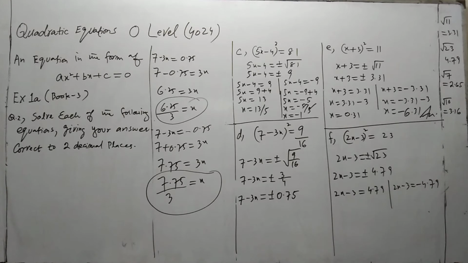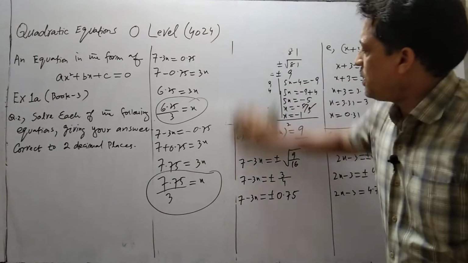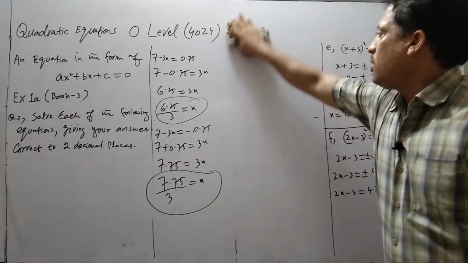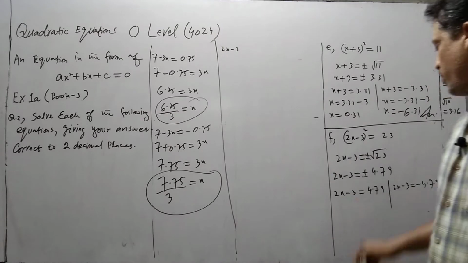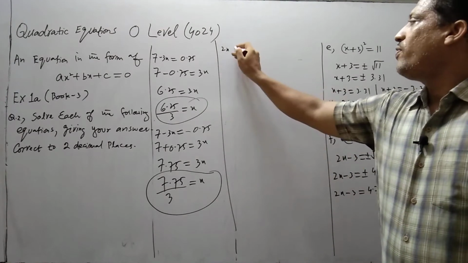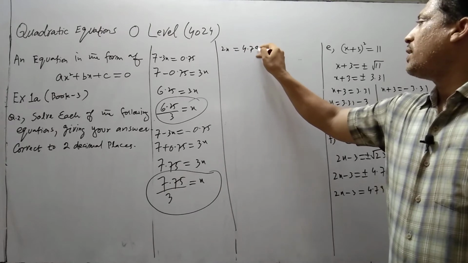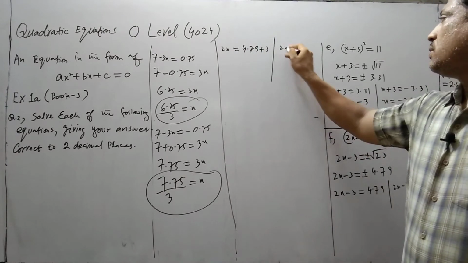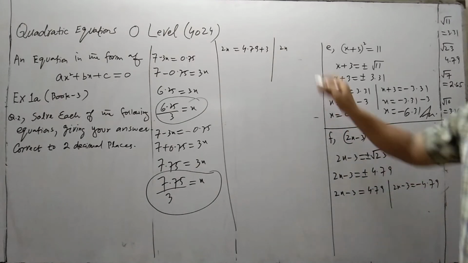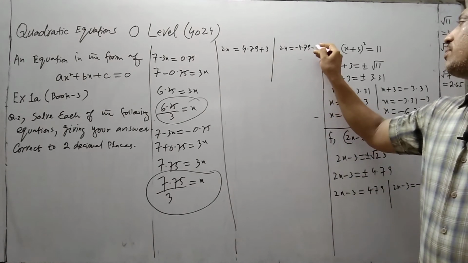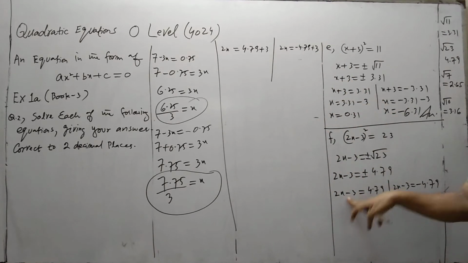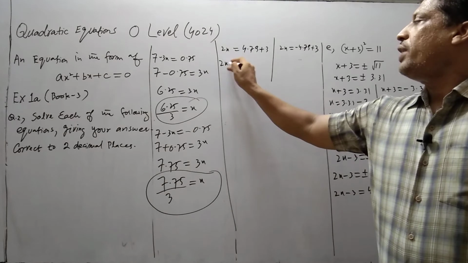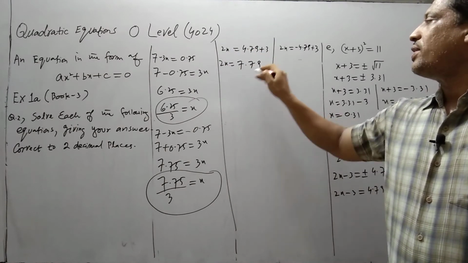And then do the remaining steps. 2x minus 3, move this minus 3 to the other side, so we will get 4.79 plus 3. And 2x, move this minus 3 to this side, we will get minus 4.79 plus 3. I hope you understand. This minus 3 becomes plus 3 on this side, and this minus 3 becomes positive 3 on this side. So 2x is equal to 4.79 plus 3, which is 7.79.